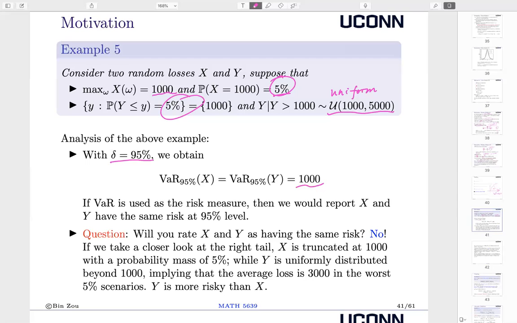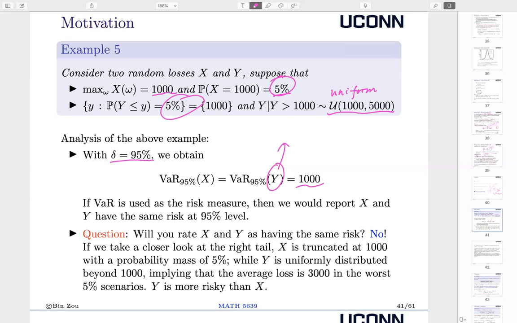Right? So obviously Y is better, right? Because, excuse me, Y is worse, X is better. If you insure a policy with risk X, you know that you will have a 5% chance to pay a claim of $1,000, but there is no way that you pay more than 1,000, right?